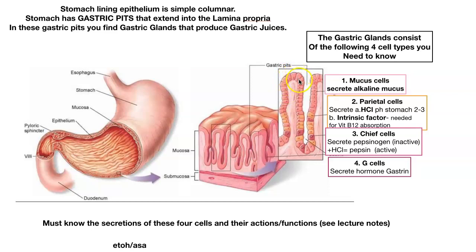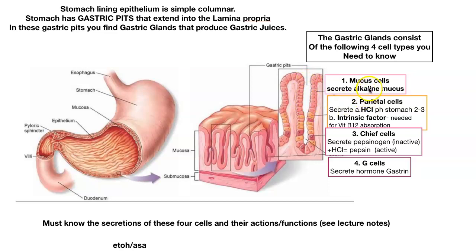Here's our simple columnar. And we're going to have what we call gastric pits. This is the surface of the stomach, and we're going to have these pits going down. And in these pits, we're going to have these gastric cells that are lining these pits. So here we have our simple columnar. We're going to go into a gastric pit, and then we have 4 different cells that are in this pit that are going to be secreting stuff into this pit.